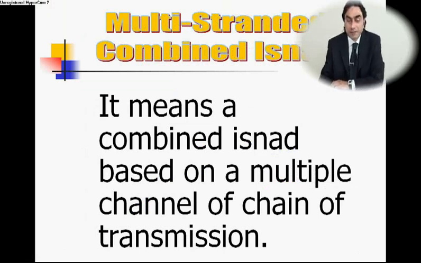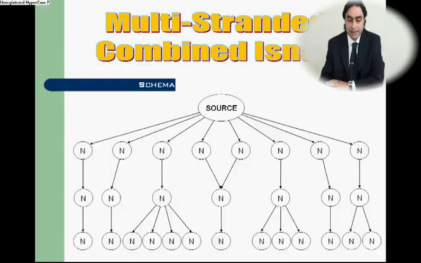Now, multi-stranded combined isnad. It means a combined isnad based on a multiple channel of chain of transmission. Now, as an example, it's a multi-stranded combined isnad. You can see this is a channel, and this is a channel, second, third channel, fourth channel, fifth and sixth and seventh channel. Multi-strand, 7 strands in this combined isnad, and you can find single narration, double narration, multi-narration in this type of isnad.